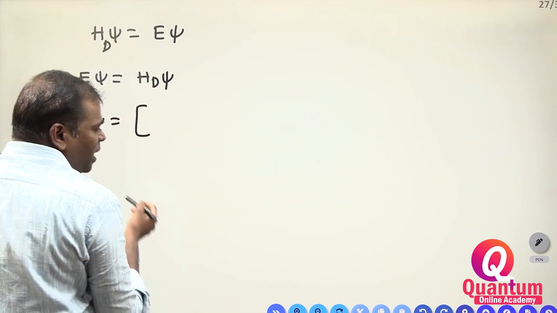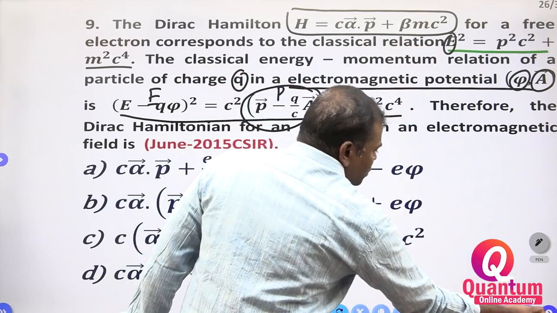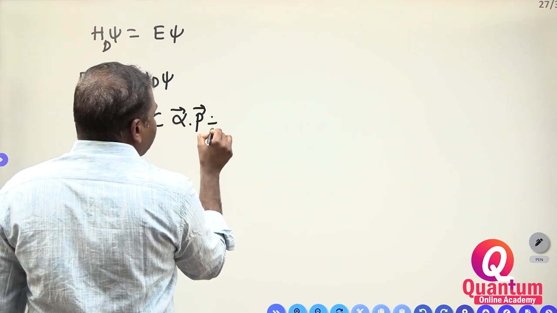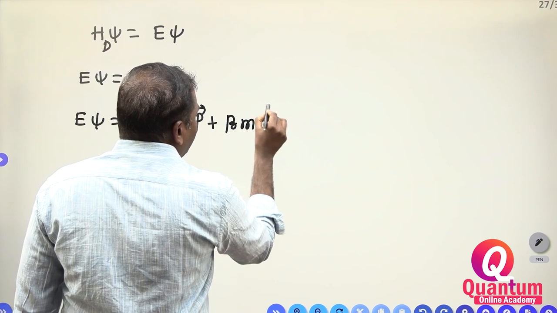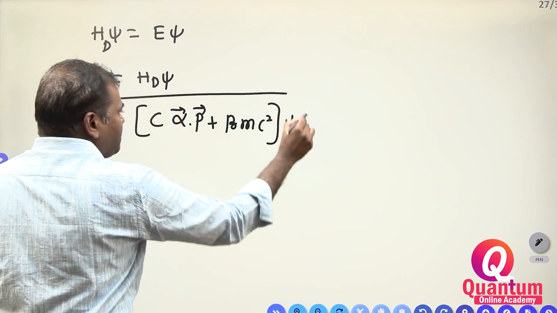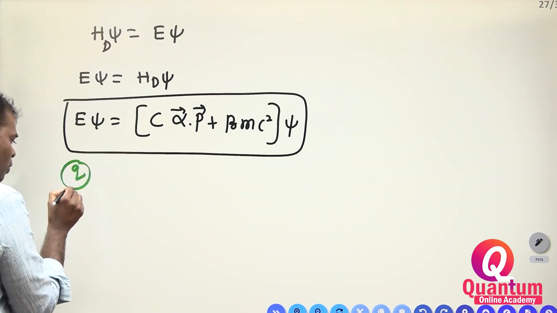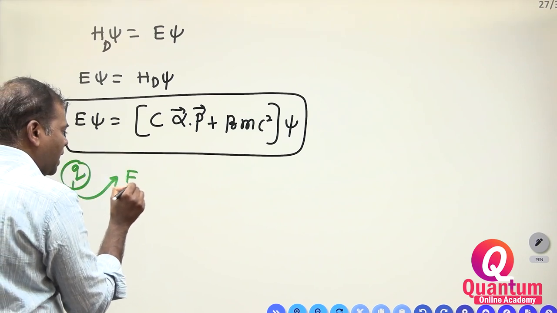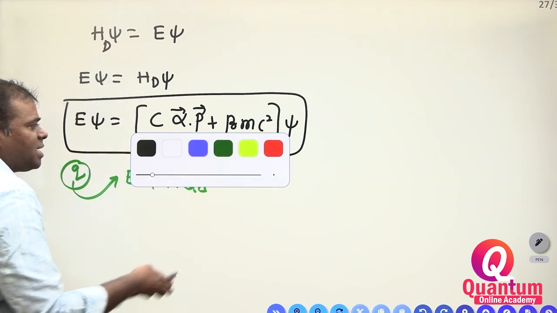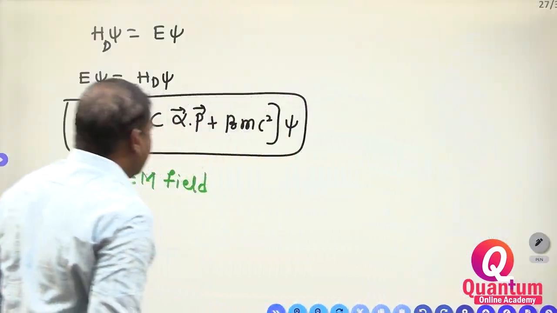What is the Dirac Hamiltonian? Already they are giving the Dirac Hamiltonian: cα·p plus βmc², into ψ. Clear? This is the expression. Now we are keeping a charged particle q in the presence of electromagnetic field. So, what is going to happen? That one we have to see.